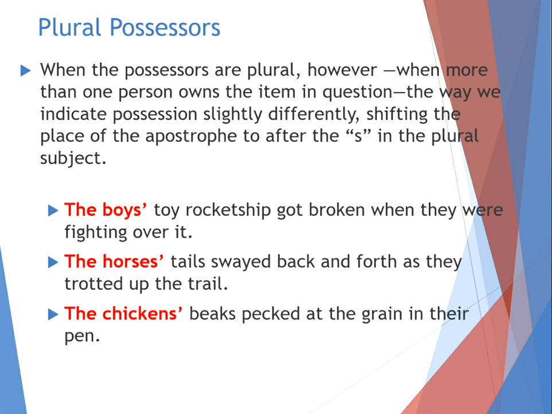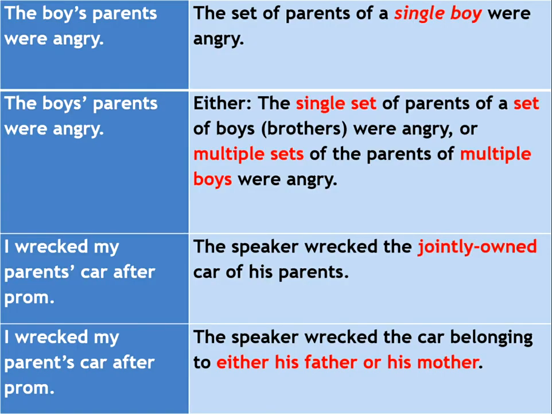The chickens' beaks pecked at the grain in their pen. My teachers' quizzes are challenging. Here we're referring to multiple boys, multiple horses, multiple chickens, and multiple teachers. Thus, we indicate the plural and put the apostrophe at the end. Here's a little chart that illustrates some of the basics.